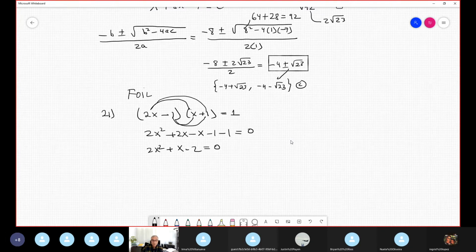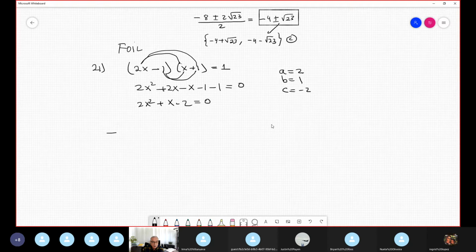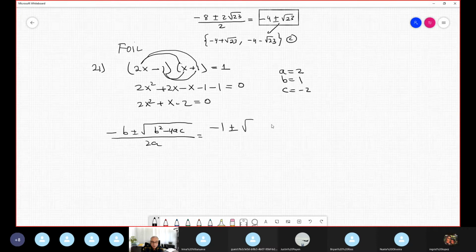Express it now in standard form. I discover that A is 2, B is 1, and C is negative 2. Okay. And the same routine of the formula and substitution. Minus B plus or minus square root of B squared minus 4AC, divided by 2A. In our specific example, minus 1 plus or minus square root of 1 squared minus 4 times A, which is 2, times C, which is negative 2. Everything divided by 2 times 2.